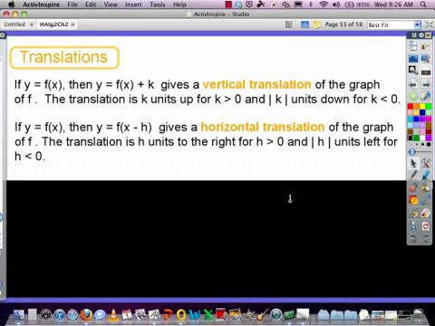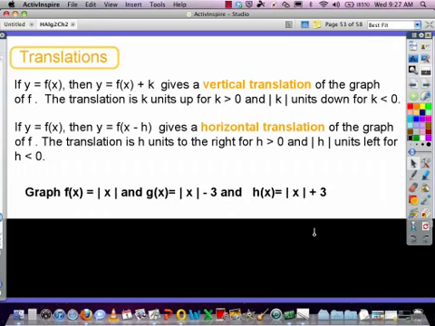Notice the k is outside of the function. So you would see the function and then you would have this component added to it. Whereas in the second example, if y equals f of x, then y equals f of x minus h, the actual subtraction, addition, combination is inside along with the function. This gives a horizontal translation of the graph. Notice inside, think of the x-axis. You move horizontally. So if it's in the parentheses with your values, then you're going to move horizontally. The translation is h units to the right if h is positive, and the absolute value of h units left for h being negative.